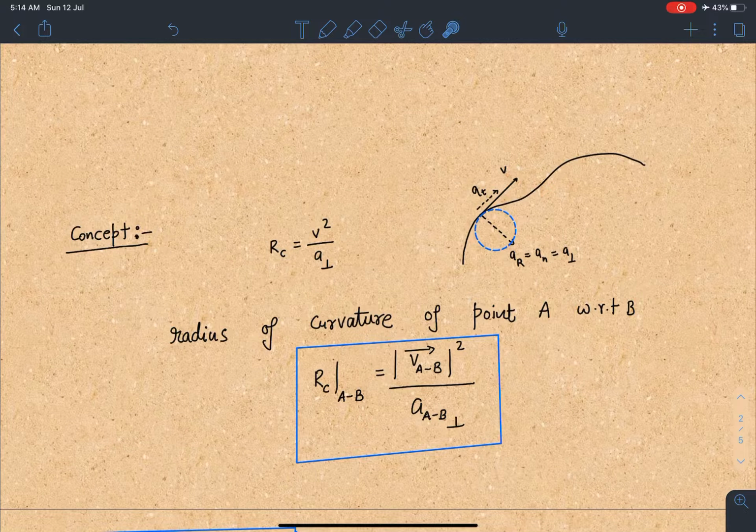So suppose if any particle is following a random trajectory, so at any given point its radius of curvature is basically, if we take a small arc, that arc will be part of some circle and radius of that circle is defined as radius of curvature. So we can borrow the result of uniform circular motion and centripetal acceleration.